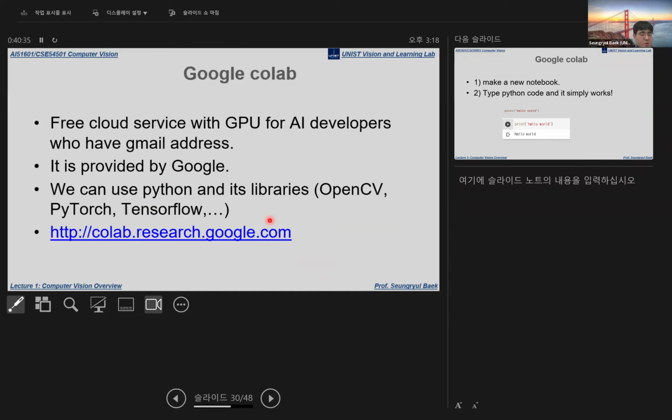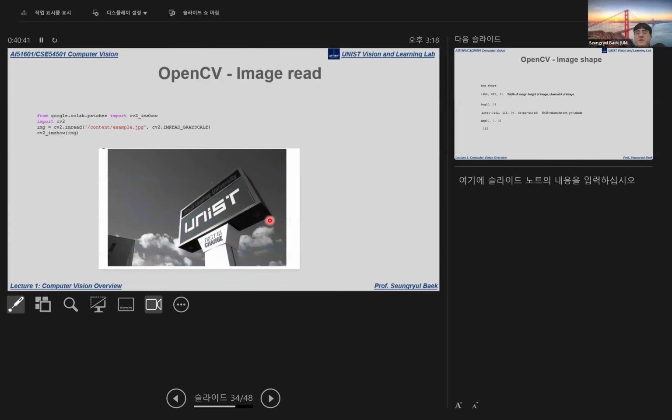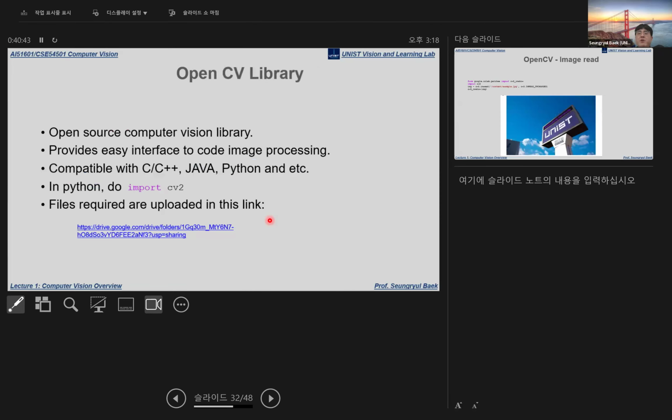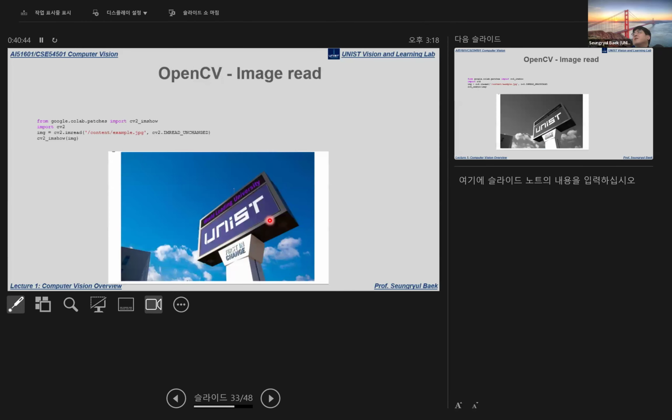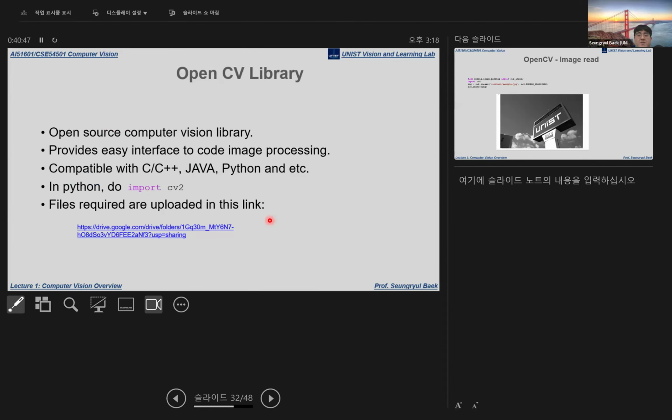For the remaining things, I will continue next Monday. After this slide, I will explain the OpenCV library. This OpenCV library is an open source computer vision library, which is actually very easy to use. I will continue with this in the next lecture.